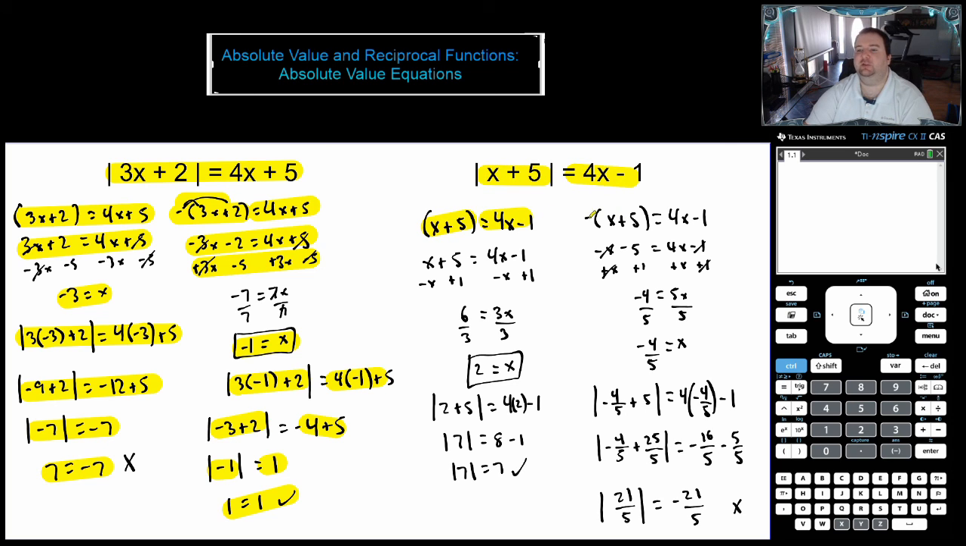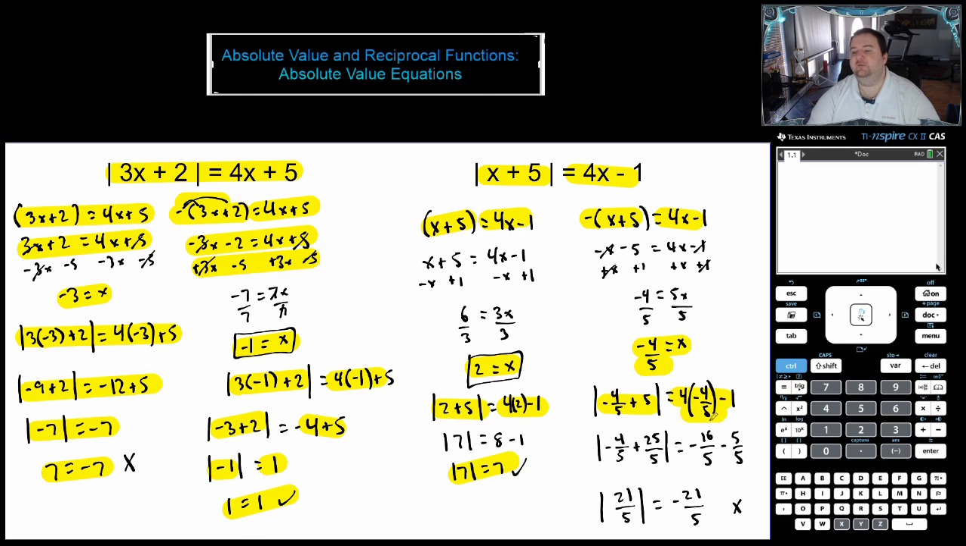This one's solved in a similar fashion. Drop the parentheses on the first one, and then on the second one, you have to distribute this negative sign. Solve for x, and you will get x equals 2 on the first side and x equals negative 4/5 on the second. Check your work by plugging in that 2, and you'll find absolute value of 7 equals 7, which of course it does. So this is a solution.